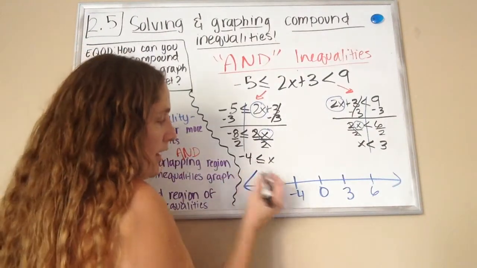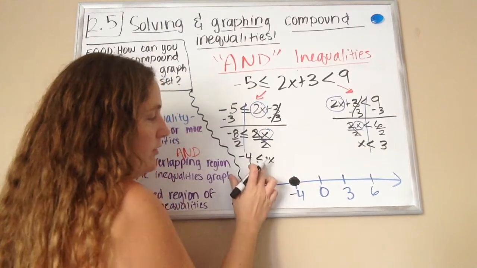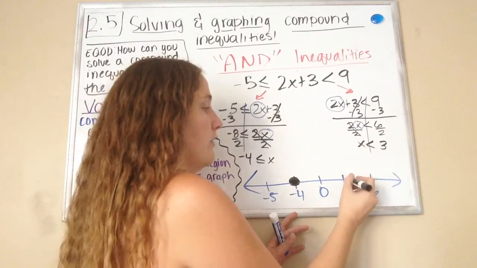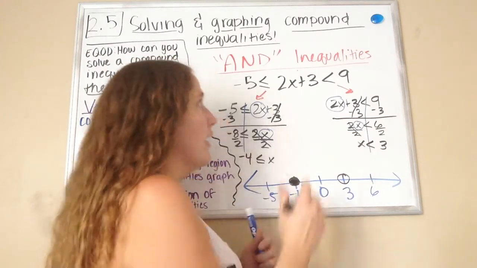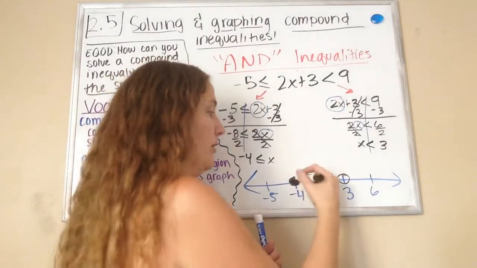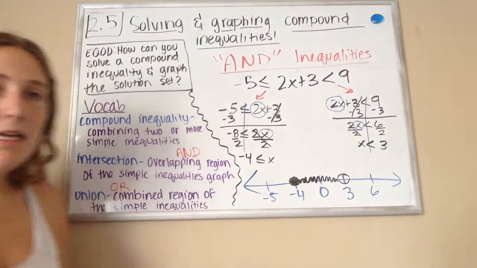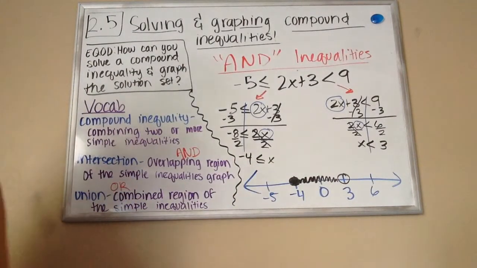Negative 4, that's our endpoint. That has a closed dot. Why closed? Because there's a line underneath it. It can be equal to. For 3, there's no line underneath it. That's an endpoint with an open dot. From right there, since you know it's an and inequality, you can go ahead and shade in the region in between.